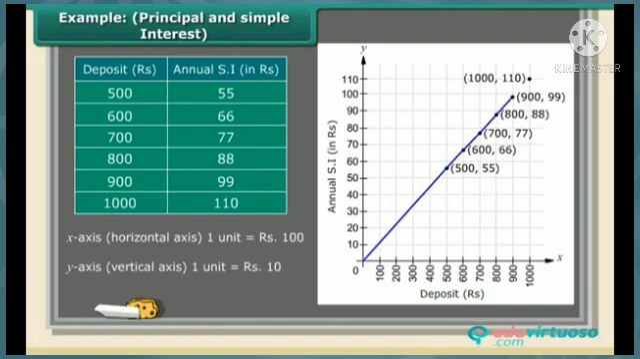Usually data can be presented in the form of a table. Graphs are a visual representation of data. Joining the points, we get a graph that is linear. 1. For rupees 500 on the x-axis, we get interest of rupees 55 on the y-axis. 2. For rupees 88 on the y-axis, we get the deposited amount of rupees 800 on the x-axis.